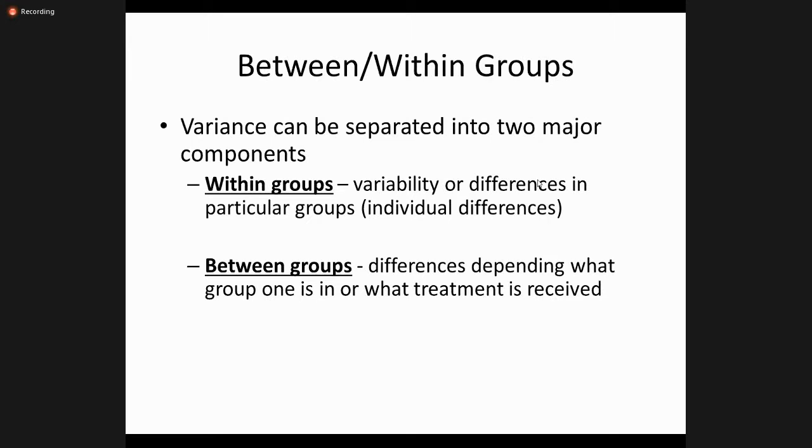So then you get the F distribution, and from the F distribution you can see the actual value of P, which is less than 0.05. So within groups means the variability or differences in the particular groups, individual differences. Okay, and the other component is between groups: the differences depending on what group one is in, what treatment is received.